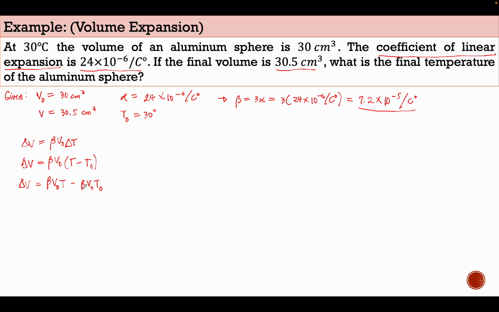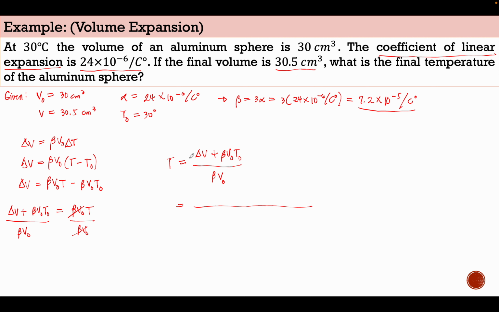Okay, so the next step is to transpose negative beta V sub O times T sub O to the left side of the equation. So we have delta V plus beta times V sub O times T sub O is equal to beta times V sub O times the final temperature. And then the last step will be to divide both sides by beta times V sub O so that it will be cancelled out here, and we are left with the final temperature on the right side of the equation. So to solve, T is equal to delta V plus beta times V sub O times T sub O, divided by beta times V sub O.